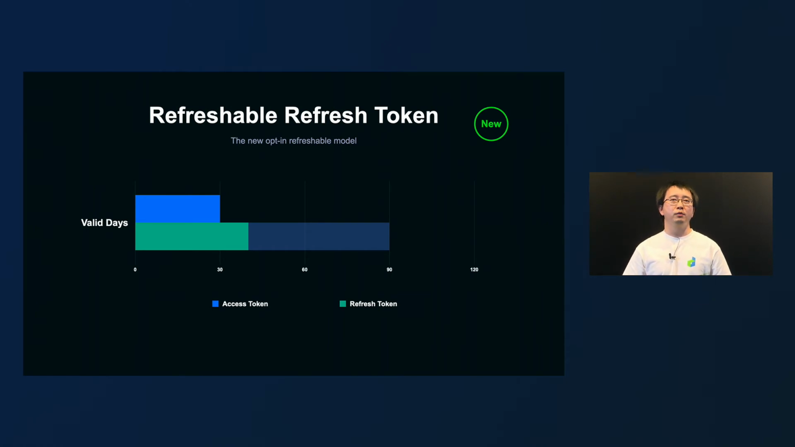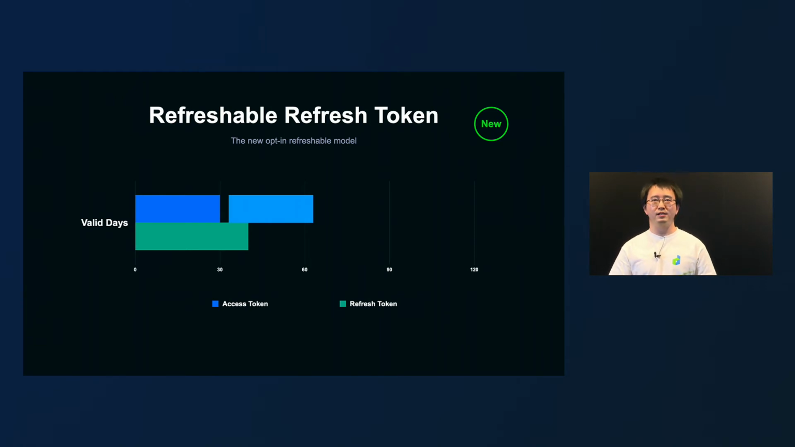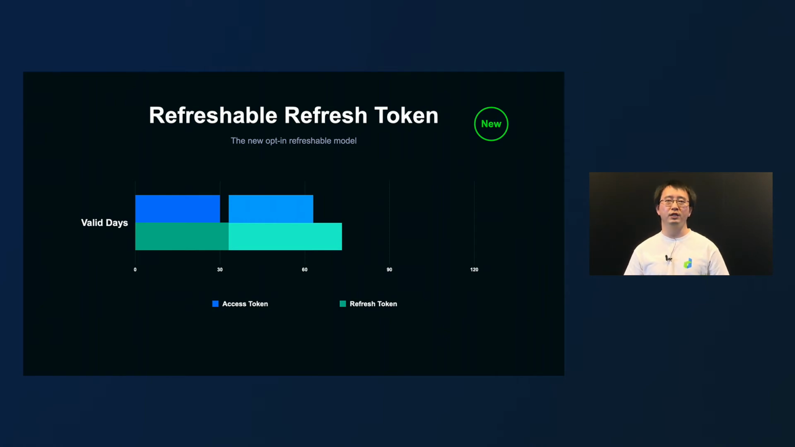This year, we have a new model. It's a new opt-in refreshable model. We call it refreshable refresh token. Compared to the original model, we have a shorter refresh token expiration duration now, from 90 days to 40 days. And when the user refreshes the token, besides the access token, the refresh token will also be refreshed. So you have another 40 days to refresh another token. That means if your user keeps using your app, and you are in this model, your user will never be logged out.